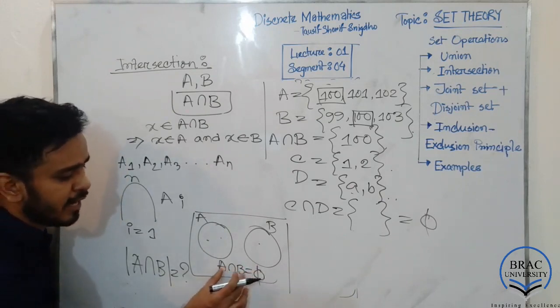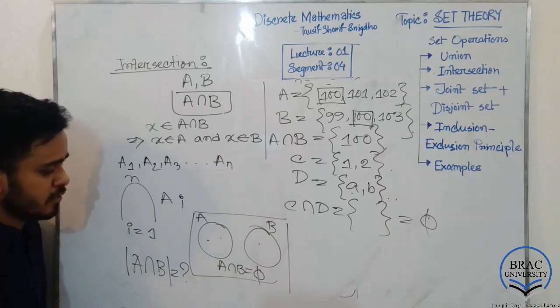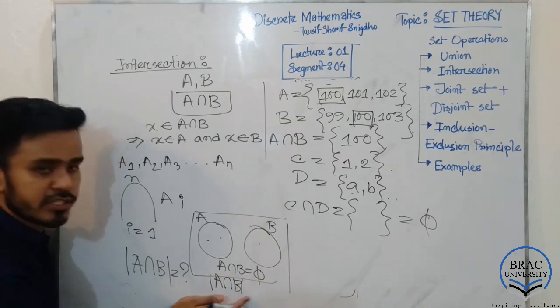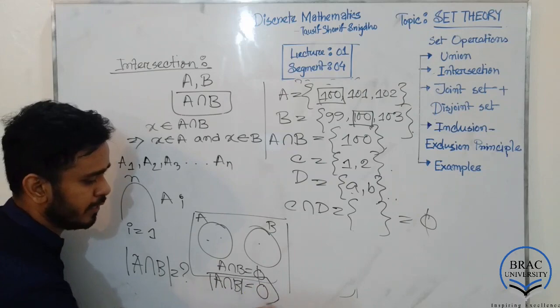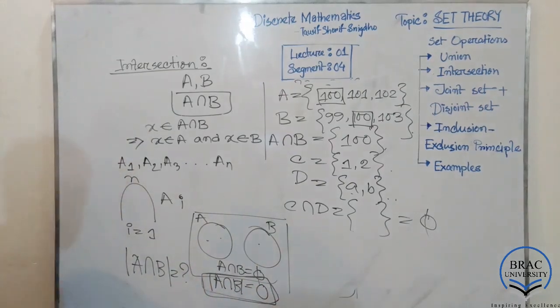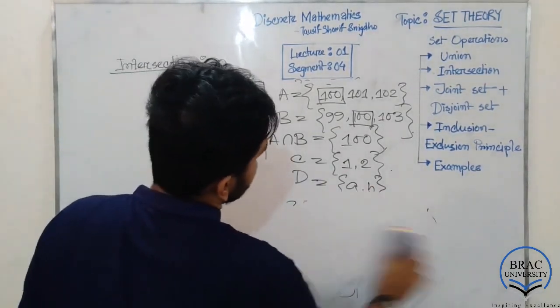Since A intersection B is such a set where there is no element, the cardinality of A intersection B equals 0, right? Okay. So that's all for the intersection operation.